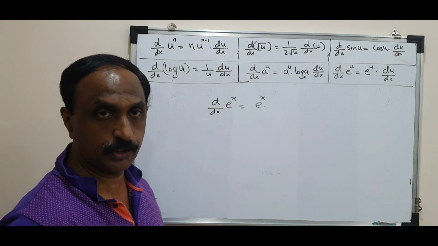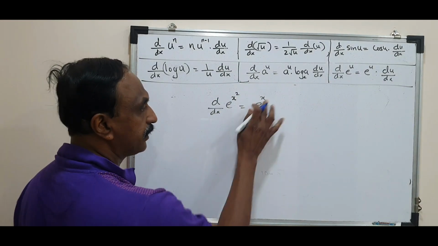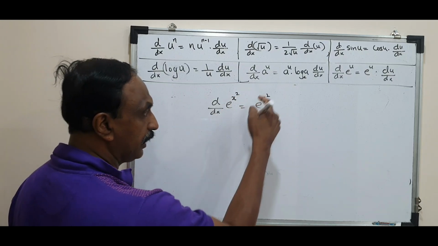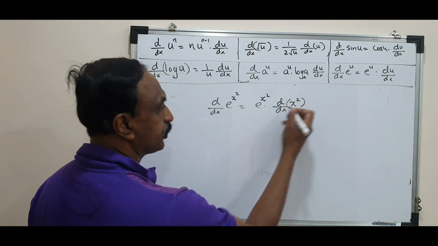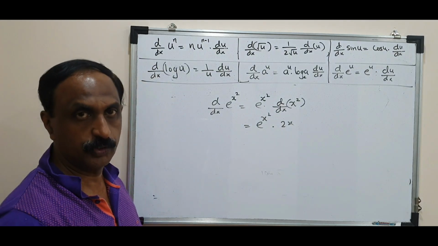Derivative of e raised to x is e raised to x only. But in place of the power, you have x squared. What will be the change in the method? The derivative of e raised to x squared will be e raised to x squared into the derivative of the power. So your answer will become e raised to x squared into 2x. So this is to remember.